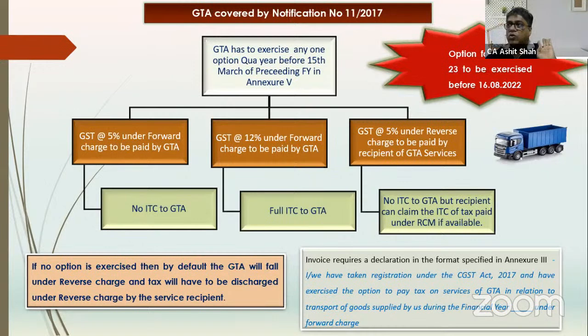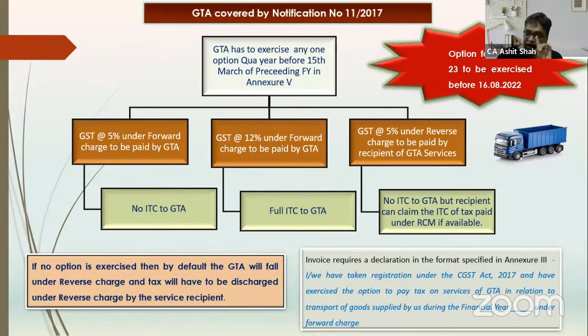Okay. So now the transporter has an option, and they have to decide in the beginning of the year which option to go for, whether the forward charge mechanism or the reverse charge mechanism. This option has to be exercised on or before the 15th of March of the preceding year. That means for financial year 23-24, before 15th March, the transporter has to opt whether he is under RCM or under FCM.